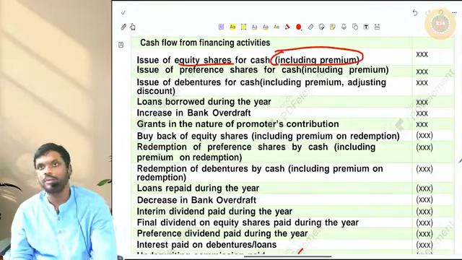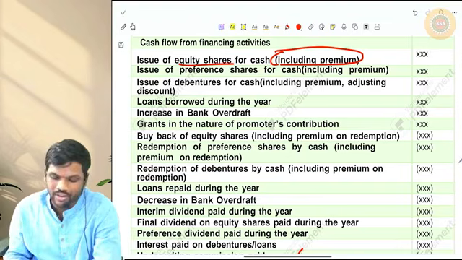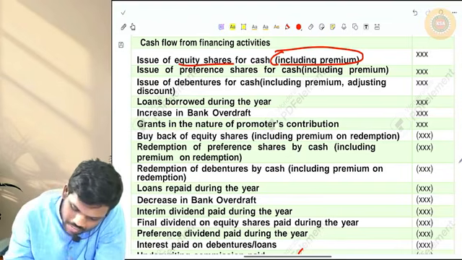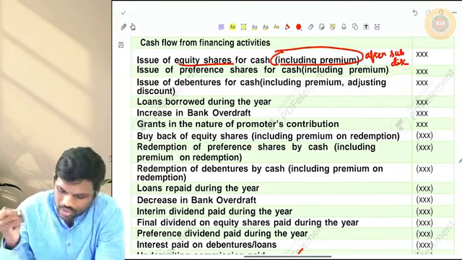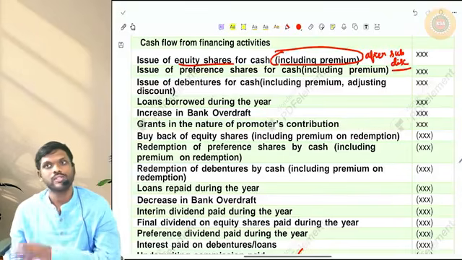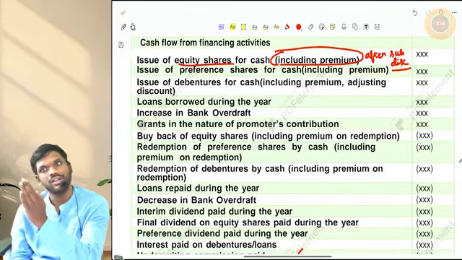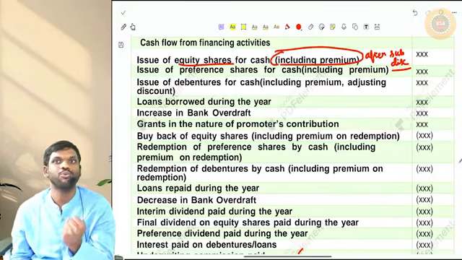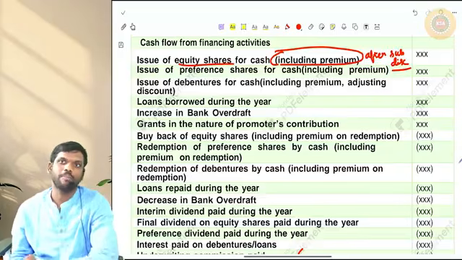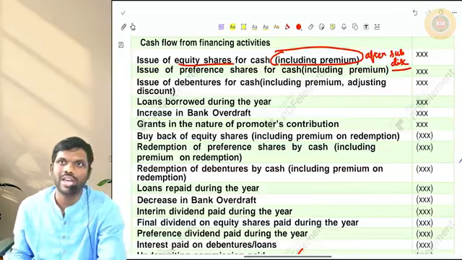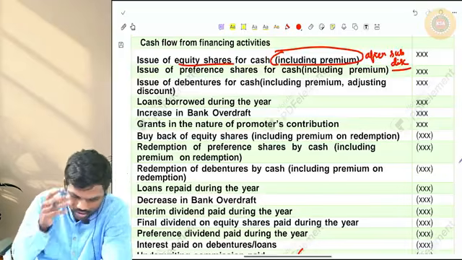Okay, including premium, because that is the cash received. It should be including premium after subtracting discount. Okay, so discount should be subtracted. If there is any discount, subtract it, because to that extent you would not have received cash. If there is any premium, add that, because that is also a cash receipt.